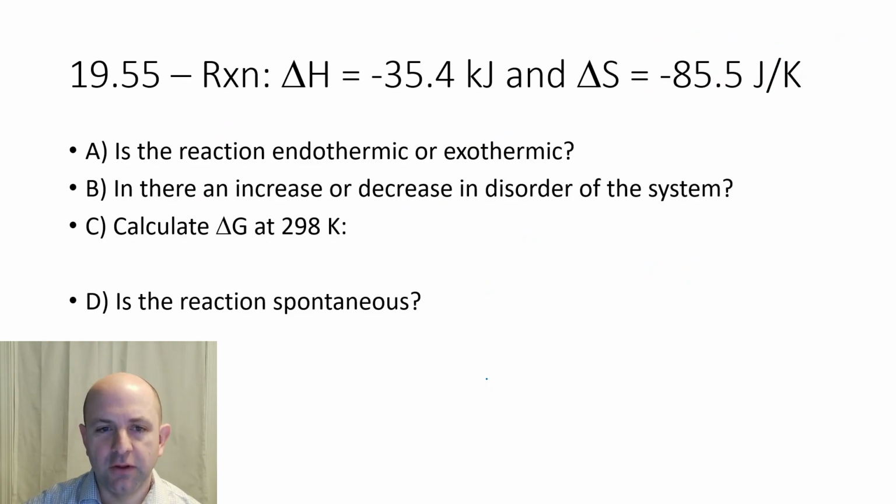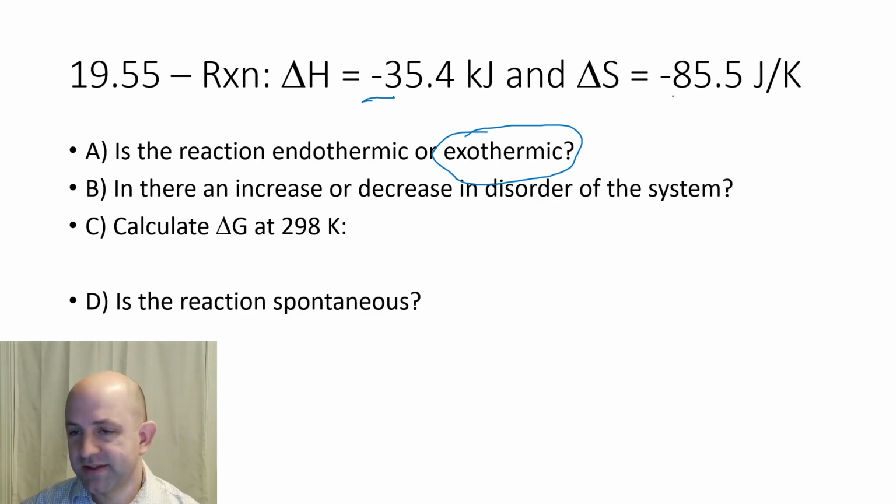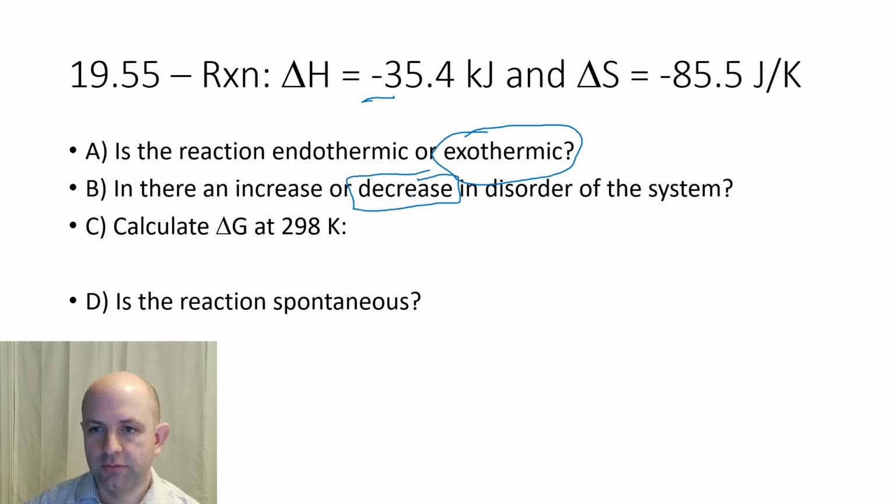All right. If we look at number 55, they're giving us numbers. They give us a delta H and they give us a delta S, and we're just going through and using these numbers correctly. For A, it says, is it endothermic or exothermic? That's a chapter 5 question. That's just saying look at your delta H. It's a negative delta H, which means heat is released. It's an exothermic reaction. Now for part B, is there an increase or decrease in the disorder? Is entropy going up or down? Well, it's a negative entropy, which means we have a decrease in disorder. So those two answers you get just from the signs of the two numbers.